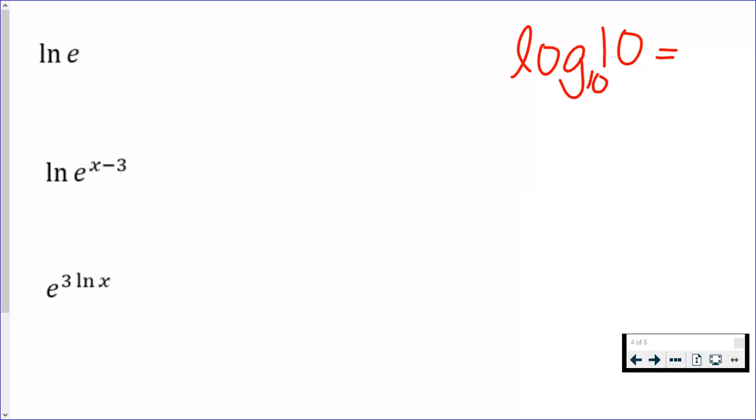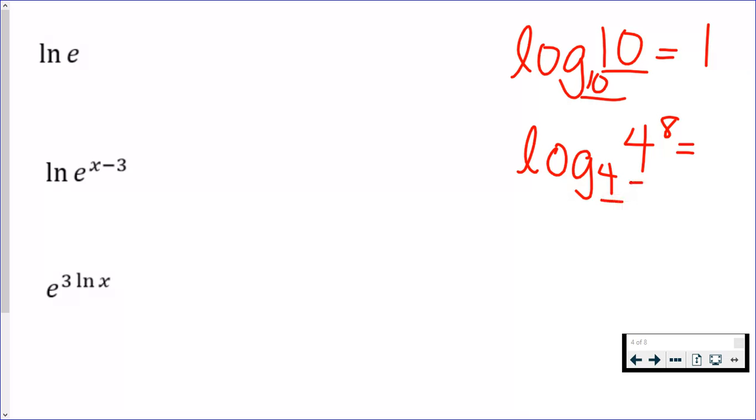And one of the properties that I've taught before is that if these numbers match, the answer is 1. So keep this in mind. Let's say I have a different log. Let's say I have this one. So this time, my numbers match again. If that is the case and you have an exponent, the answer is the exponent. So keep these properties in mind.